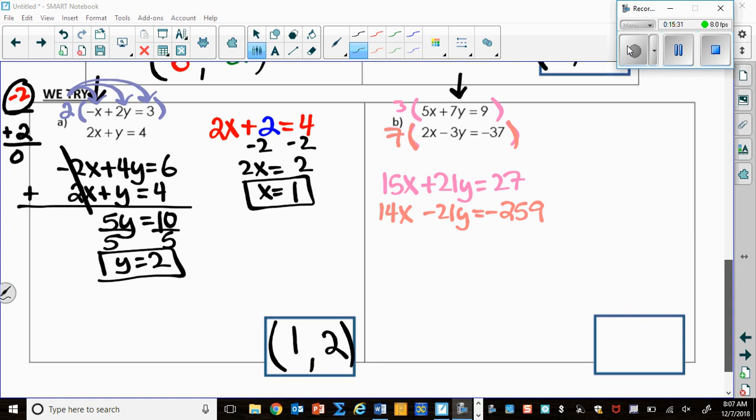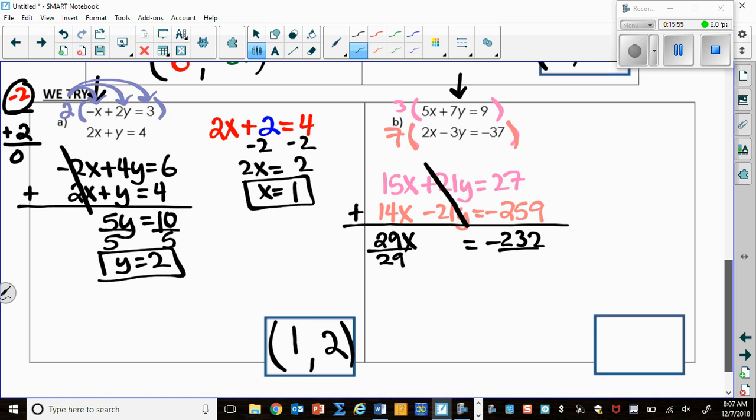And now I'm going to add. So the first one, I'm going to get 29x. This cancels out. Equals, let me get my calculator. I get negative 232. And then all I got to do now is divide by 29. X equals -8. Alright, so I have my first one. My x value. Now I'm going to substitute it into any of the original equations. Notice how I said original, not one of these pink or salmon color. I'm going to use one of the ones in the original ink.